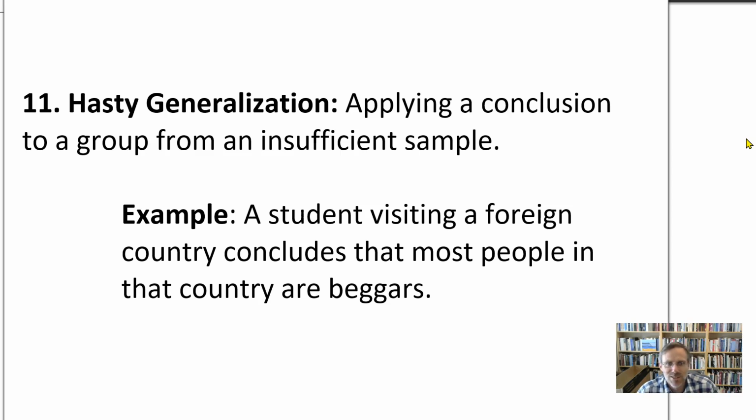So you can see why the student might be led to the conclusion that everyone in this country was a beggar, because the people who came around him were interested in obtaining money, but that wasn't good evidence that this was the primary form of economy for the country as a whole.